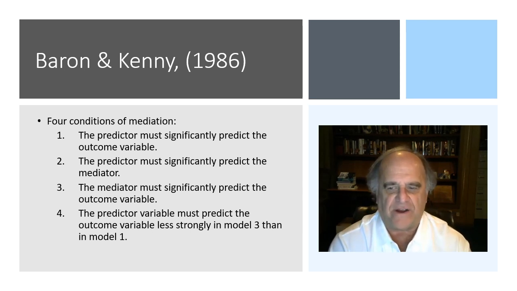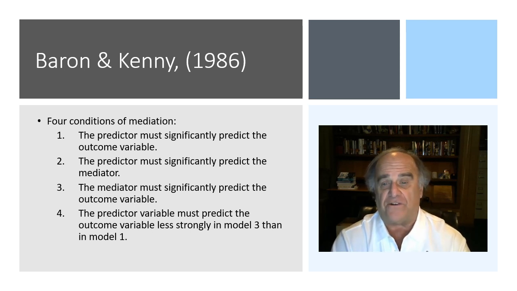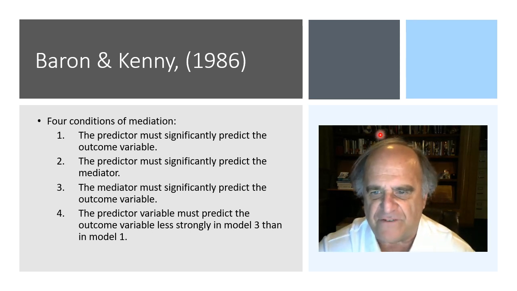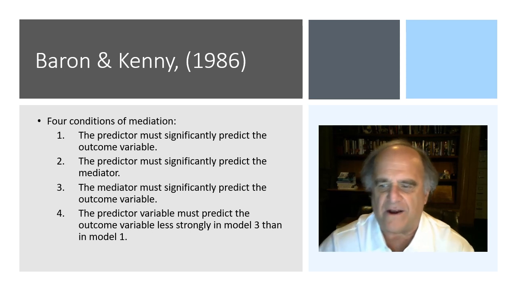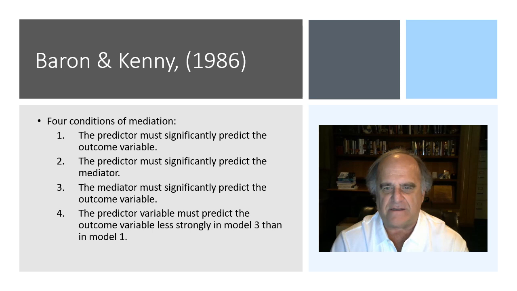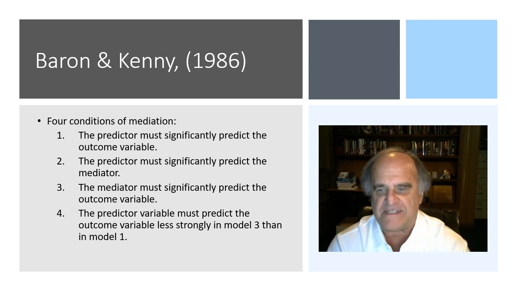Barron and Kenny also argue there's 4 conditions of mediation. And you'll note, this is what we were just talking about. Barron and Kenny say the predictor must significantly predict the outcome variable. So that's number 1 there. Now, as I said, since Barron and Kenny, not everyone agrees with that. Number 2, the predictor must significantly predict the mediator. Number 3, the mediator must significantly predict the outcome variable.